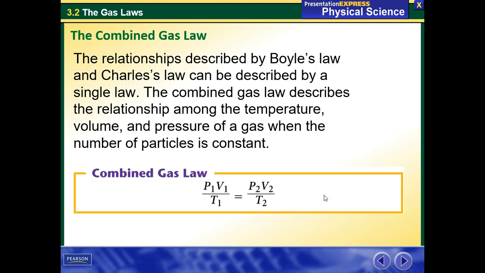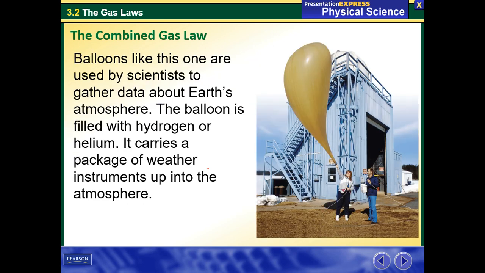The last thing is we can take Boyle's law and Charles' law and combine them into a single law called the combined gas law. The combined gas law is very nice because it shows how temperature, volume, and last but not least, pressure are related when the number of particles is constant. So the three things that we're looking at in this equation are pressure, volume, and temperature. And we can see how changing these things is going to affect how my gas reacts and behaves.